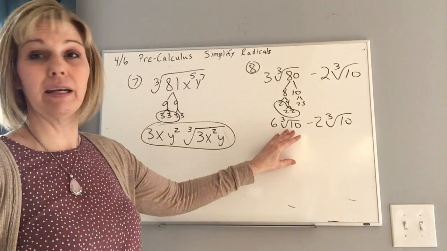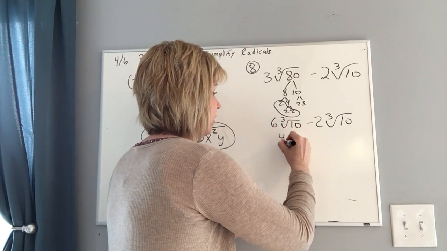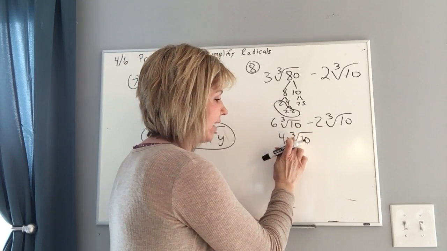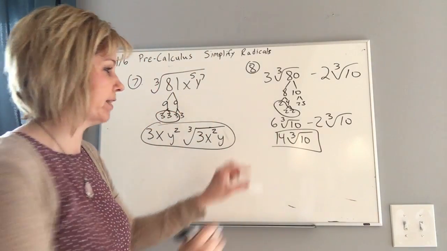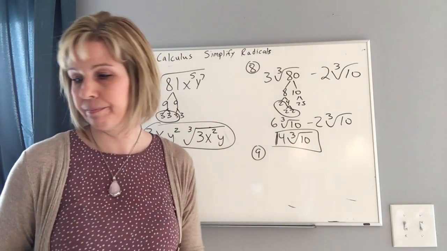So now I can combine them because they're alike. 6 minus 2 is 4. So I'd say it's 4 cube root of 10. Make sure that the index is smaller than the number out front. So I have 4 cube root of 10. It's a box. Okay, let's try one more on multiplication.